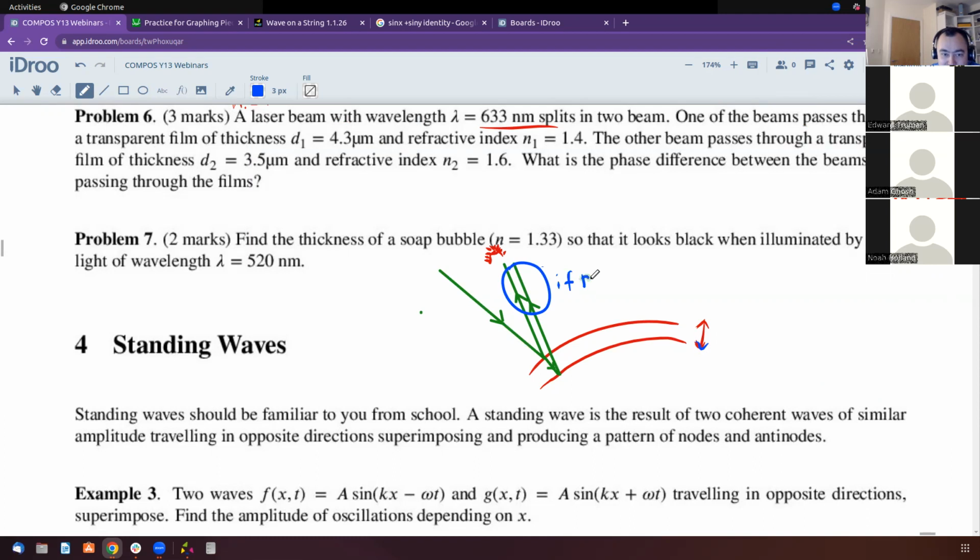If the path difference is lambda over 2, cancellation, and the soap bubble looks black.